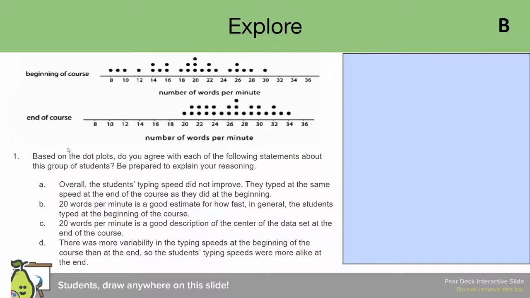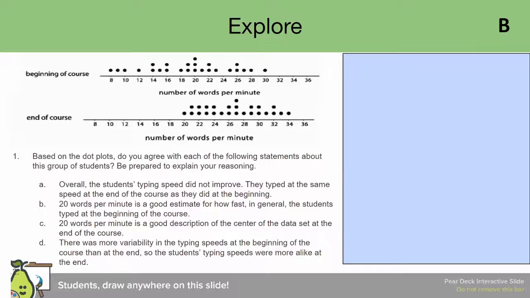All right, with that said, let's move on to part B. Please pause this video, read part B to yourself, think about what it's asking you, and look at the two dot plots and make a good decision as to how to respond to part B. All right, welcome back. Let's read part B together. It says 20 words per minute is a good estimate for how fast, in general, the students typed at the beginning of the course. All right, please pause the video. What do you think about that?